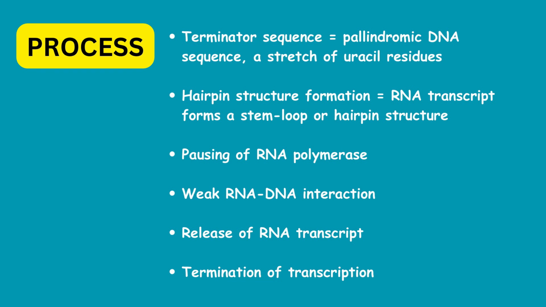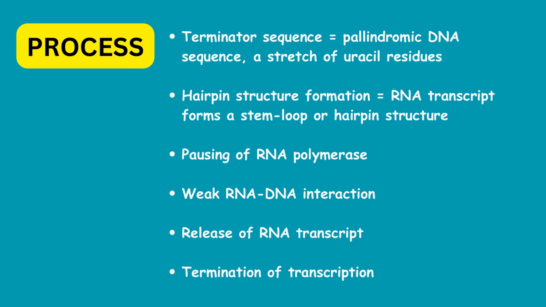Now let's see how Rho-independent termination occurs. Terminator sequence. As we already said, as the RNA polymerase transcribes a gene, it will eventually encounter a specific DNA sequence known as the terminator sequence. The terminator sequence contains two elements: a palindromic DNA sequence that can form a stem loop or hairpin structure in the RNA transcript, and a stretch of uracil residues located downstream of the stem loop structure.